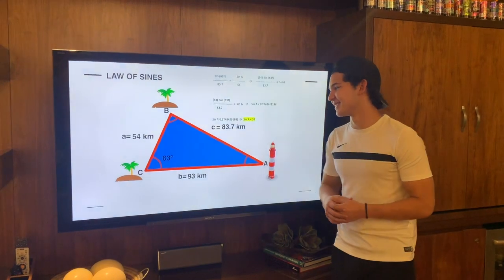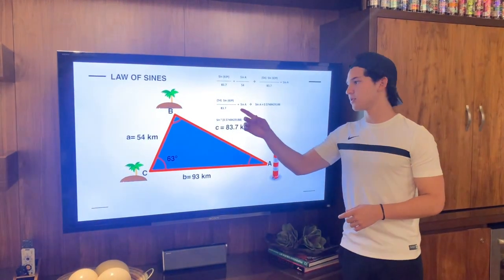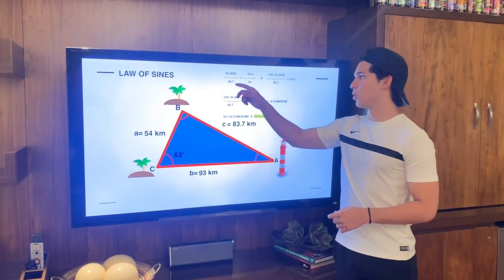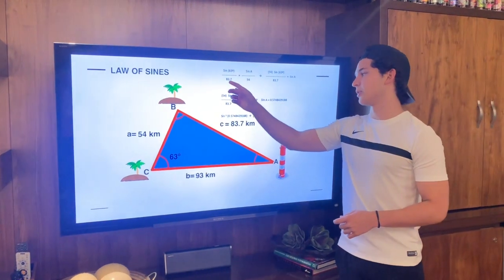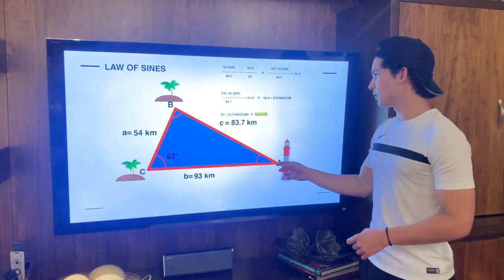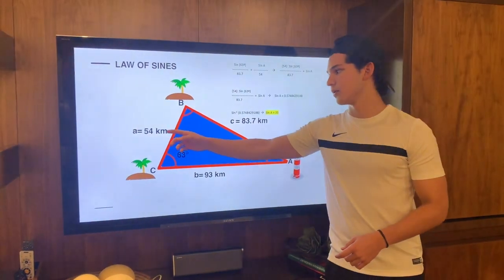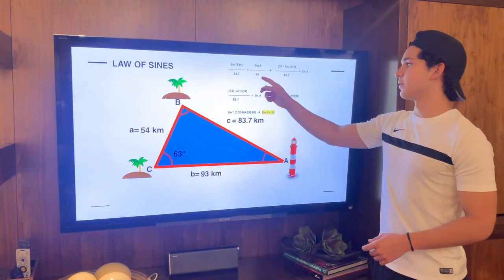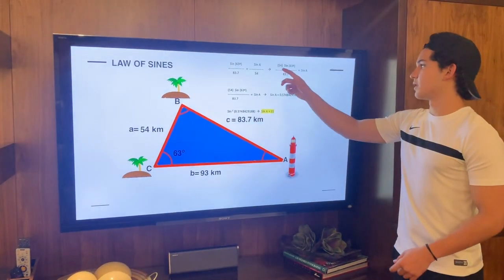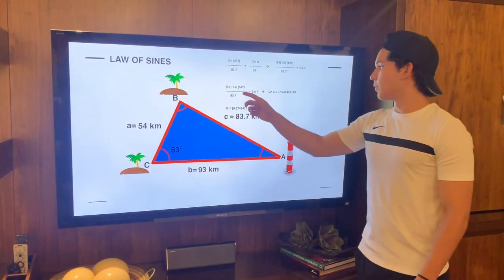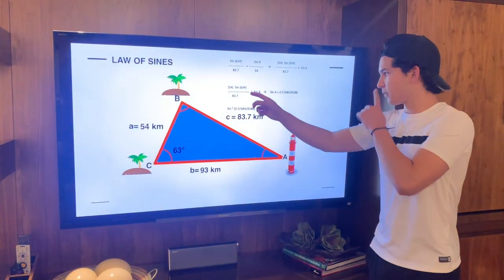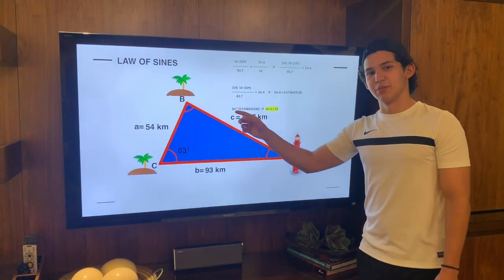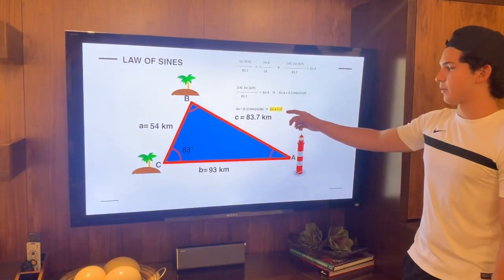Using the law of sines, we're going to use the formula to find angle A. We can see that we use sin 63 degrees over side c, that is 83.7, equals sin A over side a, which is 54. First, we send 54 multiplying to the other side. We can see that we have the multiplication here. We solved the problem by multiplying and dividing, and it gives us this number. Then using the inverse of sine, it gave us 35 degrees.